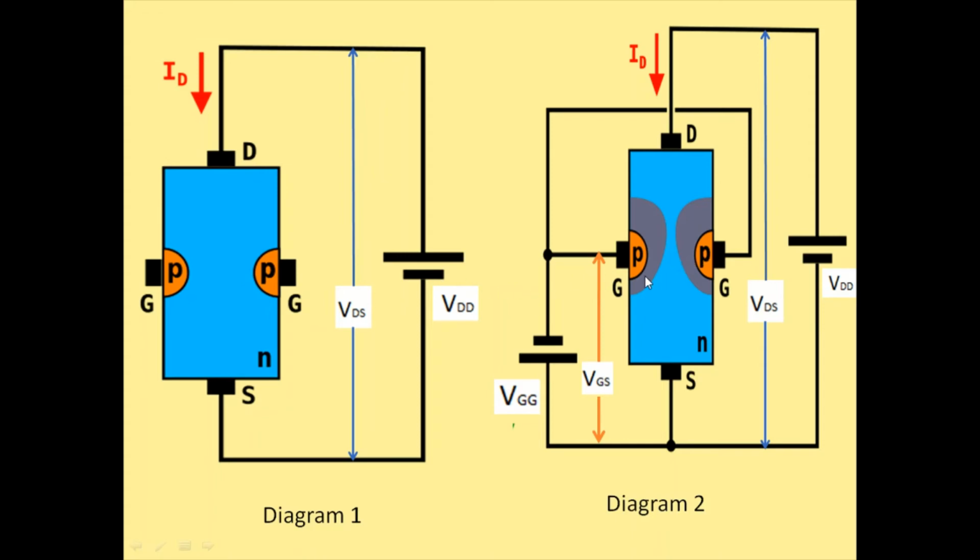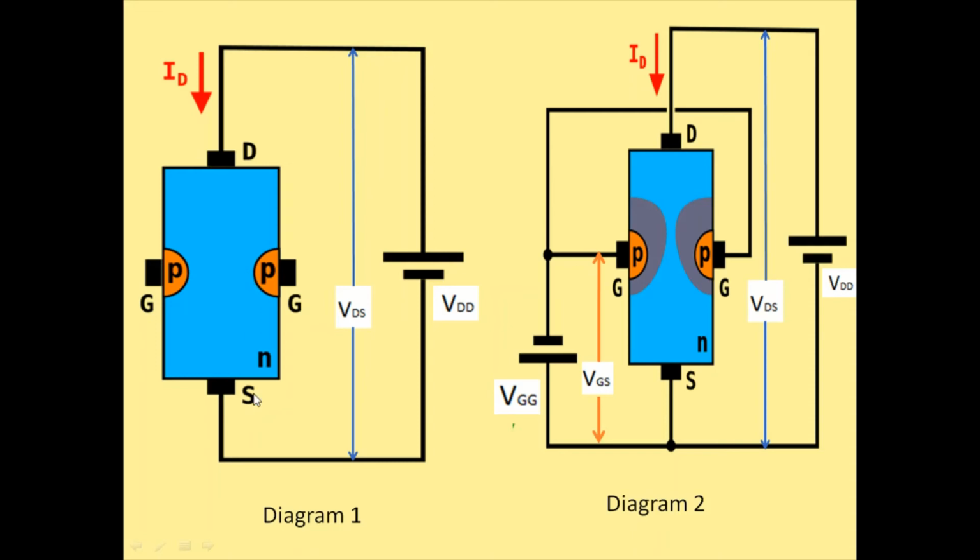Since the depletion region is present here, you can see that this blue colored region, which is actually the channel through which the electrons or holes will flow, is narrower. Here, since we have taken an N channel, it will be electrons that are flowing. So the channel is narrower because the depletion region is present here. Whereas if you compare with this diagram, you can see that the depletion region is not present here, and because of that the channel width is wider.